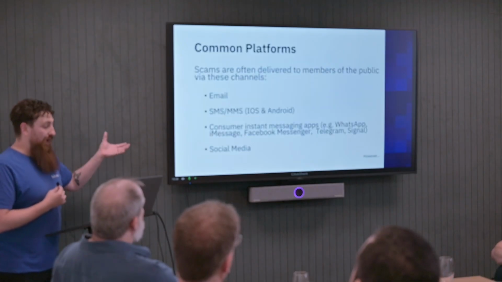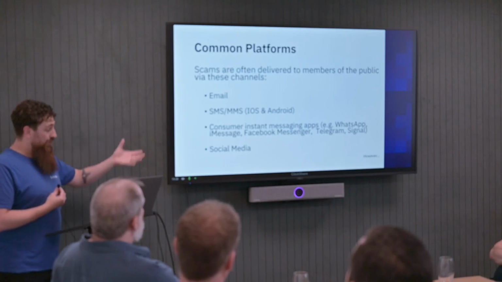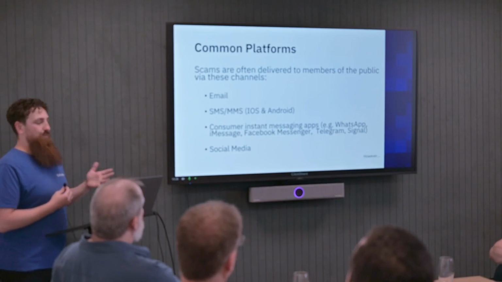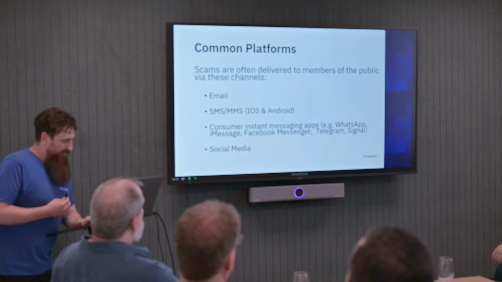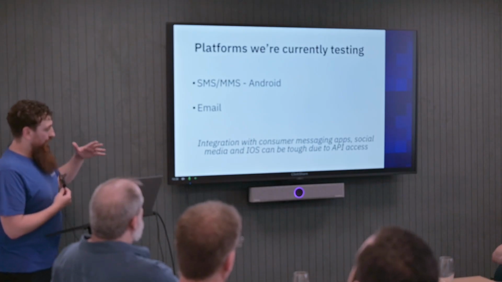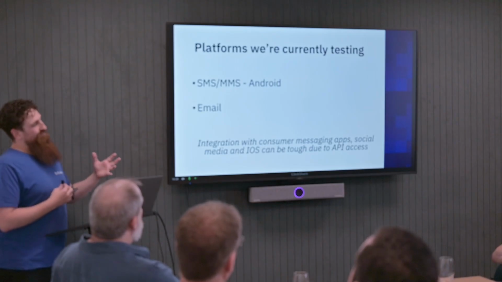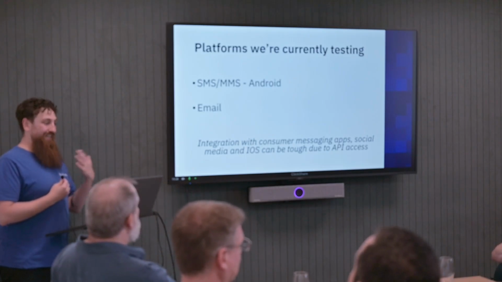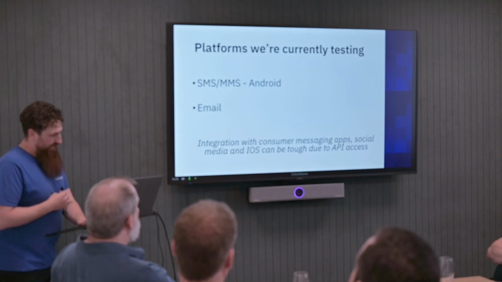So, common platforms. Scams are often delivered to members of the public over these channels. A big one is email, SMS, MMS, so iOS and Android, consumer instant messaging apps like WhatsApp, iMessage, Facebook Messenger, Telegram, Signal, and then another one is social media. However, the platforms we're currently testing, within the pilot, are SMS, MMS, specifically Android, and email. We did find that, as we all know, with Apple, API access and integration can be a bit difficult, and we wanted to make sure that we have full access to what we're trying to test here, especially when it comes to things like log collection.